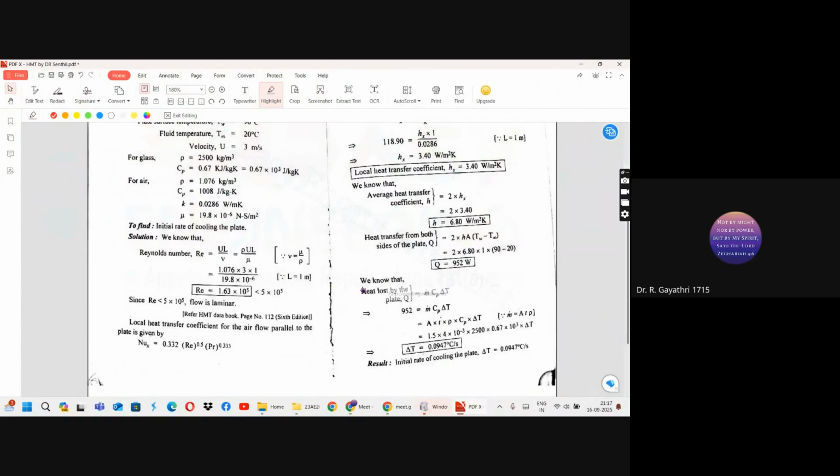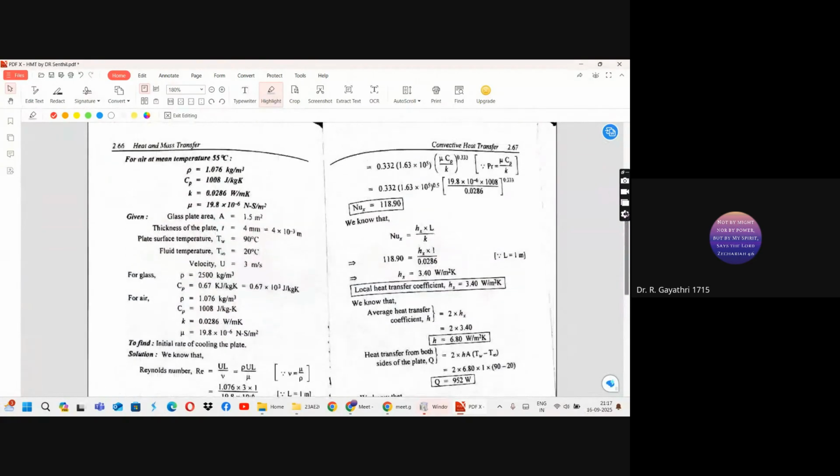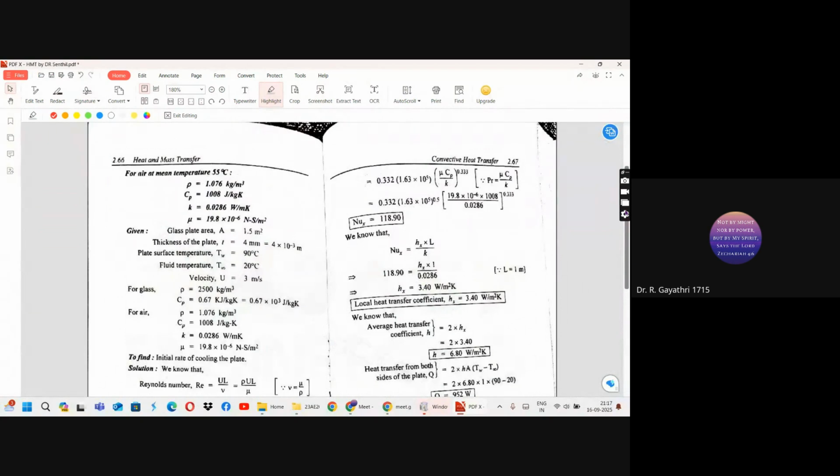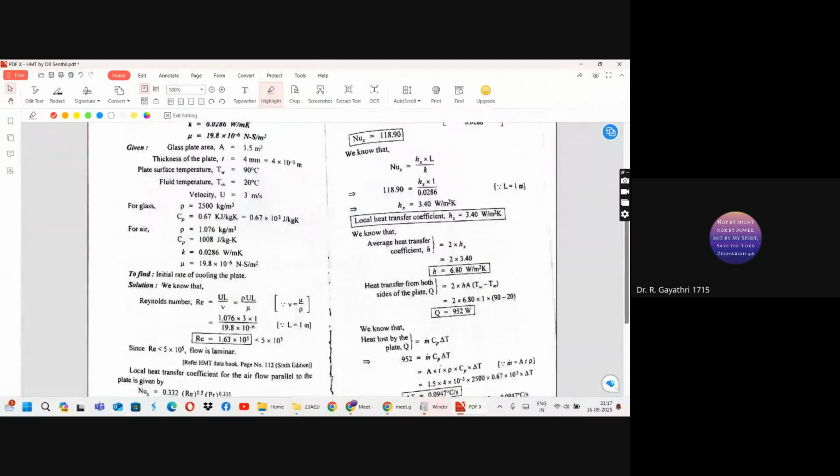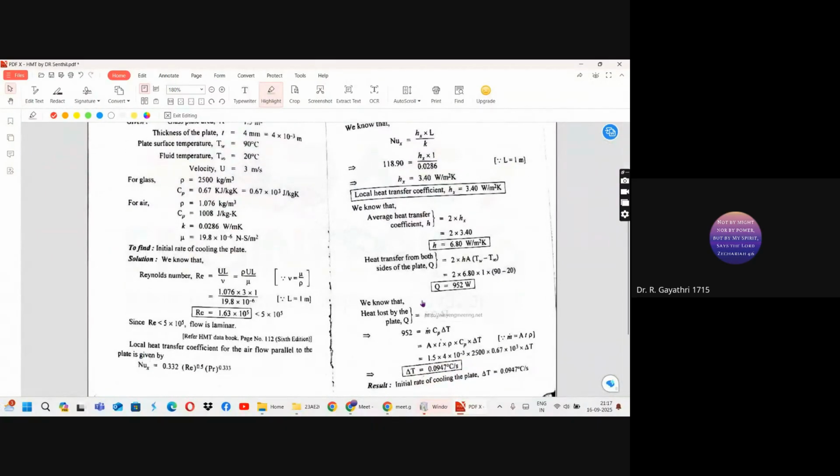For laminar flow, we can use the Nu x formula. Then we use the general Nu x expression in terms of h x. Then the average heat transfer coefficient h is equal to 2 times h x. Then we can find the Q value, which is h A (T w minus T infinity). Here two sides of the plate are exposed to airflow, so they multiplied h A (T w minus T infinity) by 2.